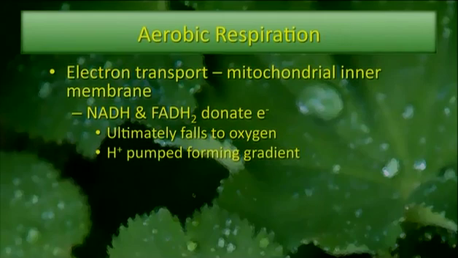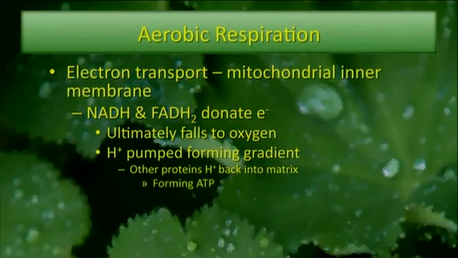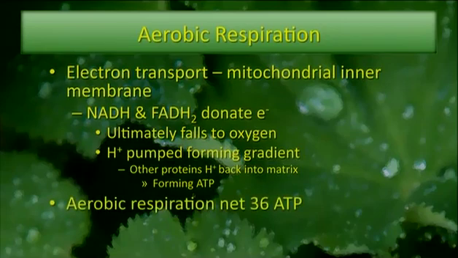The carriers accept the hydrogen ions and release them to the intermembrane space, the space between the inner membrane and the outer membrane. Then proteins, the ATPases, allow the hydrogen ions back into the matrix of the mitochondrion, and that forms ATP through phosphorylation. So the aerobic net ATP count is 36 ATP from one glucose molecule. By the time it's over, the energy in glucose is converted to ATP.